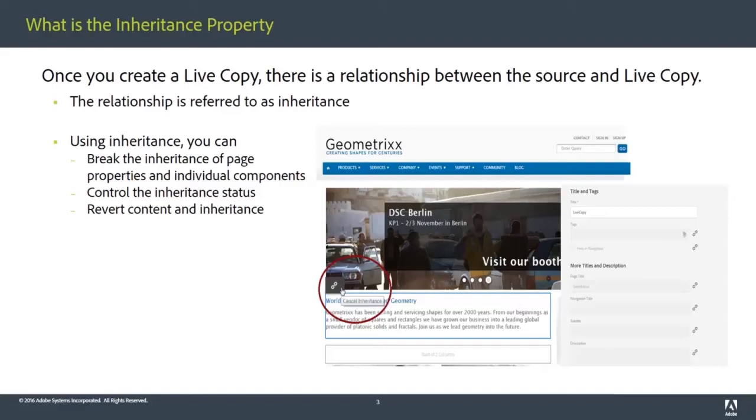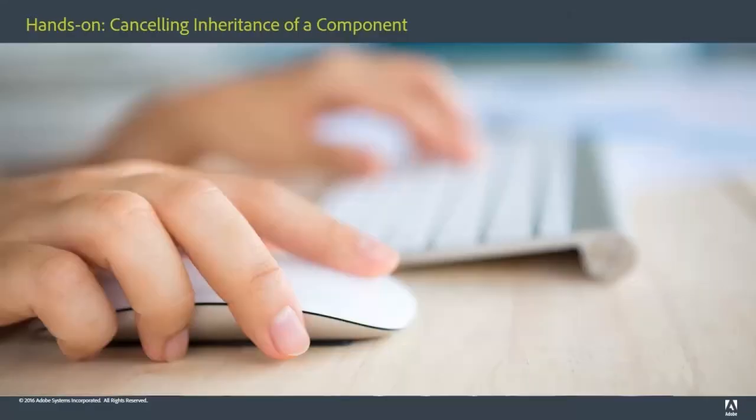Breaking the inheritance of a component means that the live copy component is no longer linked to the source. So you can break the inheritance, but also re-enable the inheritance if you want to revert the content to match the source. So let's go back into AEM and back to our live copy.